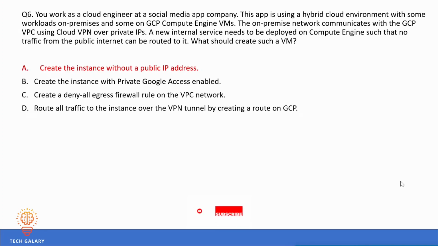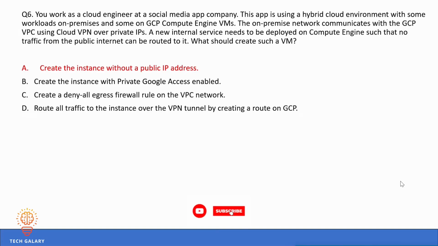Now let's take a look at the incorrect options. Option B, create the instance with private Google access enabled. This is incorrect because enabling private Google access does not prevent internet traffic from entering the VM. Option C, create a deny all egress firewall rule on the VPC network. This option is incorrect because we need an ingress rule in this case and not an egress rule.